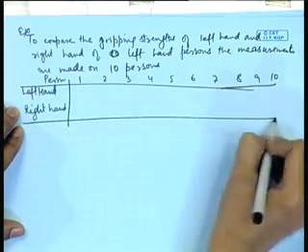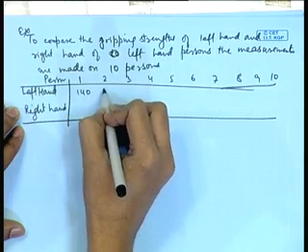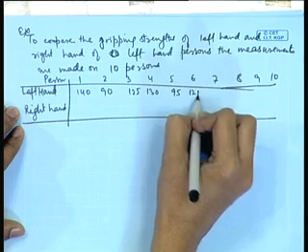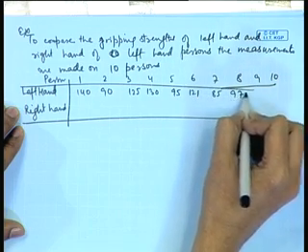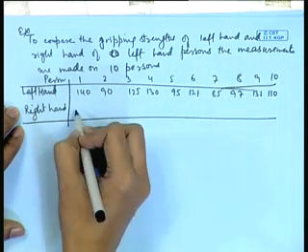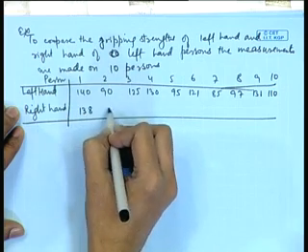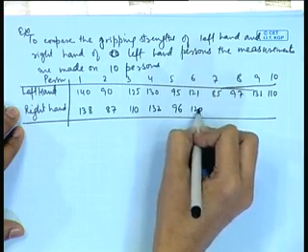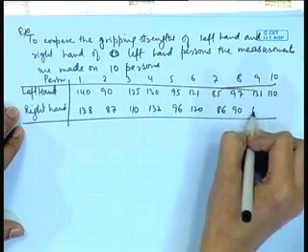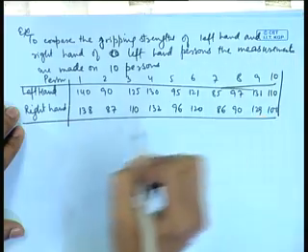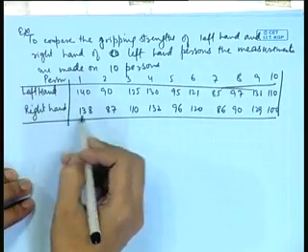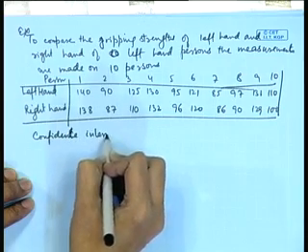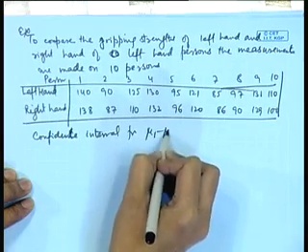The gripping strengths are measured as 140, 90, 125, 130, 95, 121, 85, 97, 131, 110. For the right hand it is 138, 87, 110, 132, 96, 120, 86, 90, 129, 100. So, we need the confidence interval for say mu 1 minus mu 2.